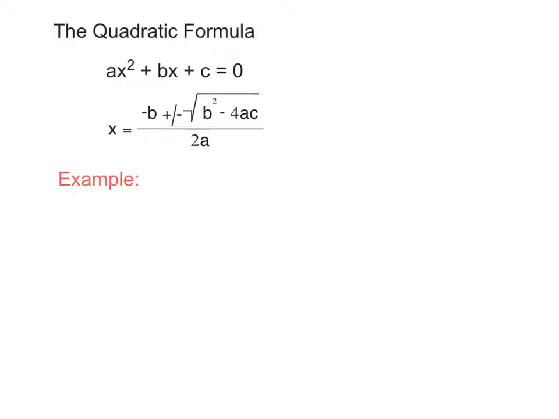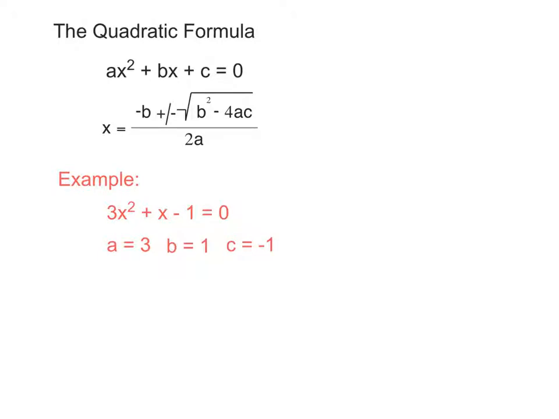So now let's look at an example. So let's say we've got 3x squared plus x minus 1 equals 0, and we're asked to solve this quadratic. Well, doesn't look too promising in terms of factoring it. I suppose I could try and complete the square, but that looks a little cumbersome as well. So instead, what I'm going to do is use the quadratic formula. Now note, in this particular example, a is equal to 3, b is equal to positive 1, and c is equal to negative 1.